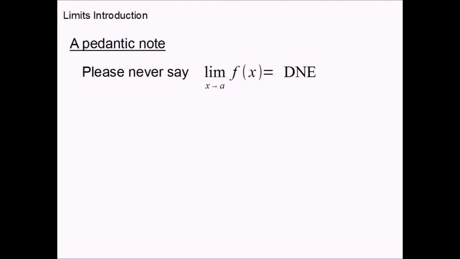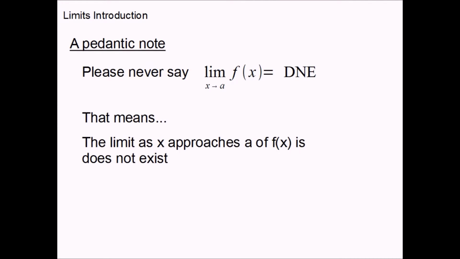I want to end this on a slightly pedantic note. Please never say that the limit equals does not exist. People do it all the time. It's not wrong, but if you say that, that means the limit as x approaches a of f of x equals does not exist. Does is not a thing that people say. It's not wrong, but it always makes me cringe.